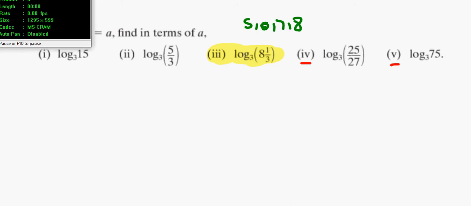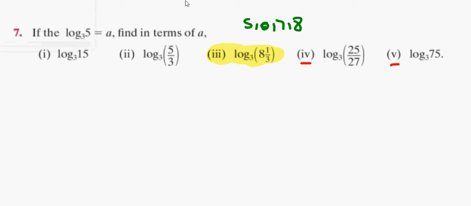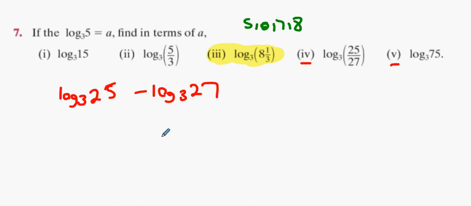So question 7. Alright, see log 25 over 27? We're going to break that into log 25 minus log base 3 of 27. Are we cool with that? What can I say about log 27 base 3? Minus 3. Show it in the calculator if you want.